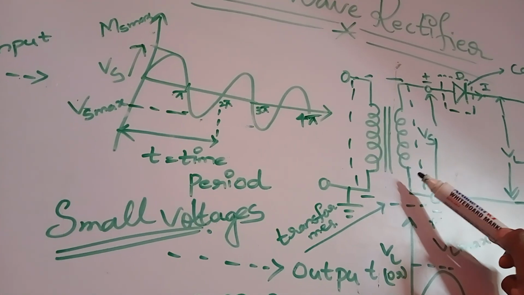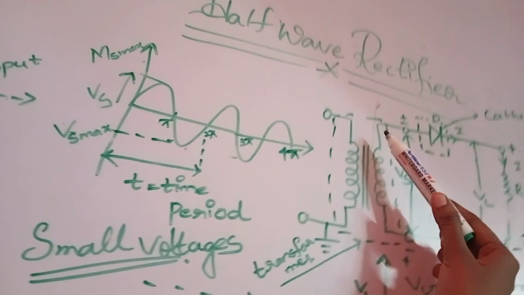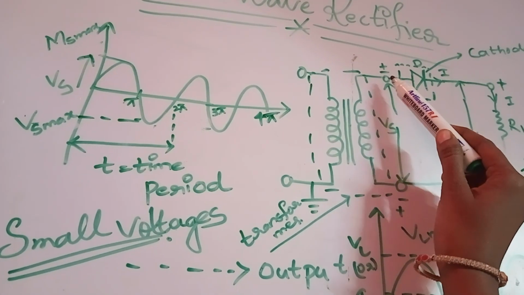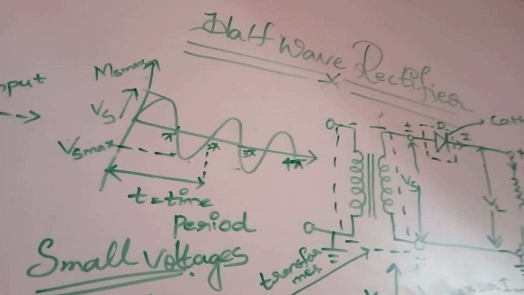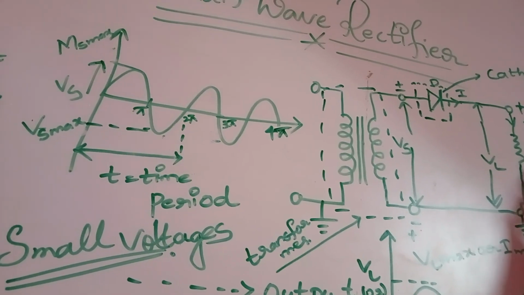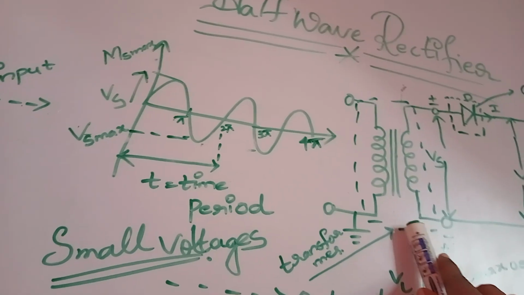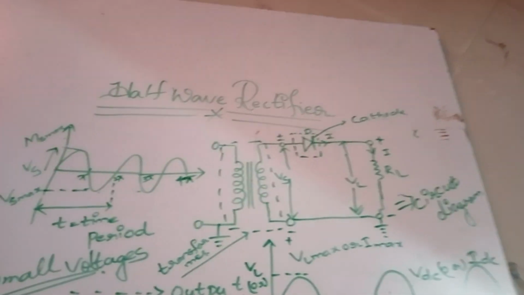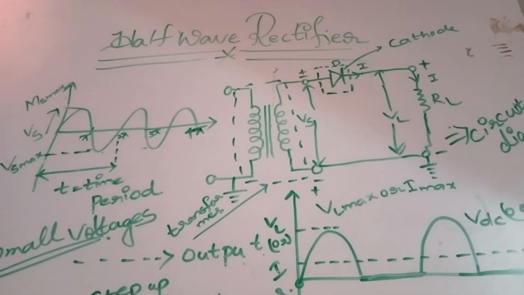So here this transformer is connected in series to the diode, right? And this diode is given to the output resistance RL. So here we are giving the input and here we are collecting the output. So this is the half wave rectifier circuit diagram.